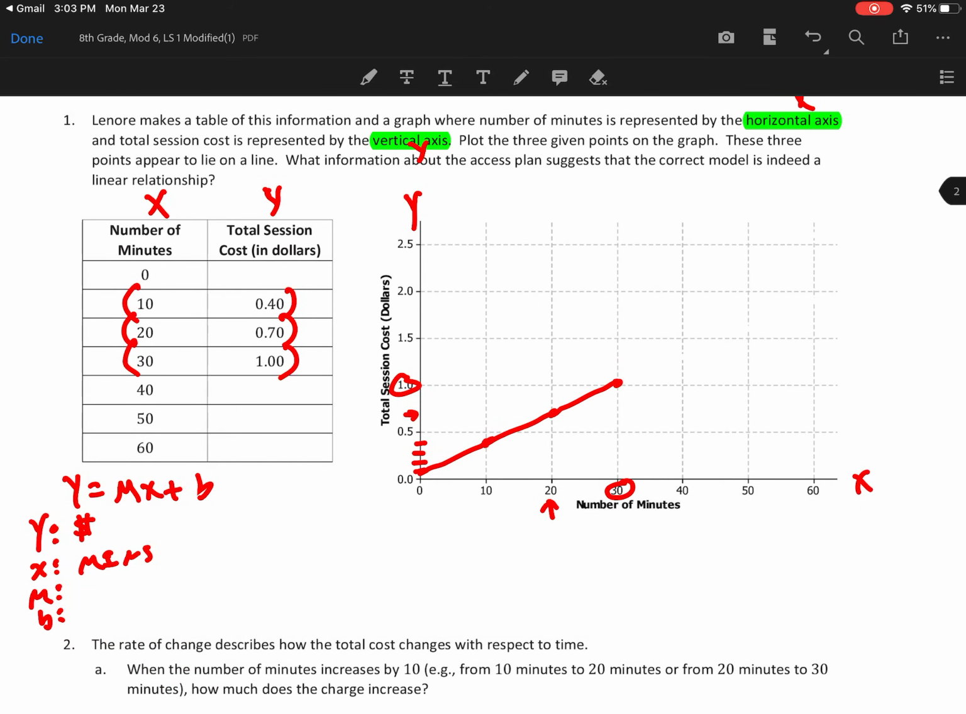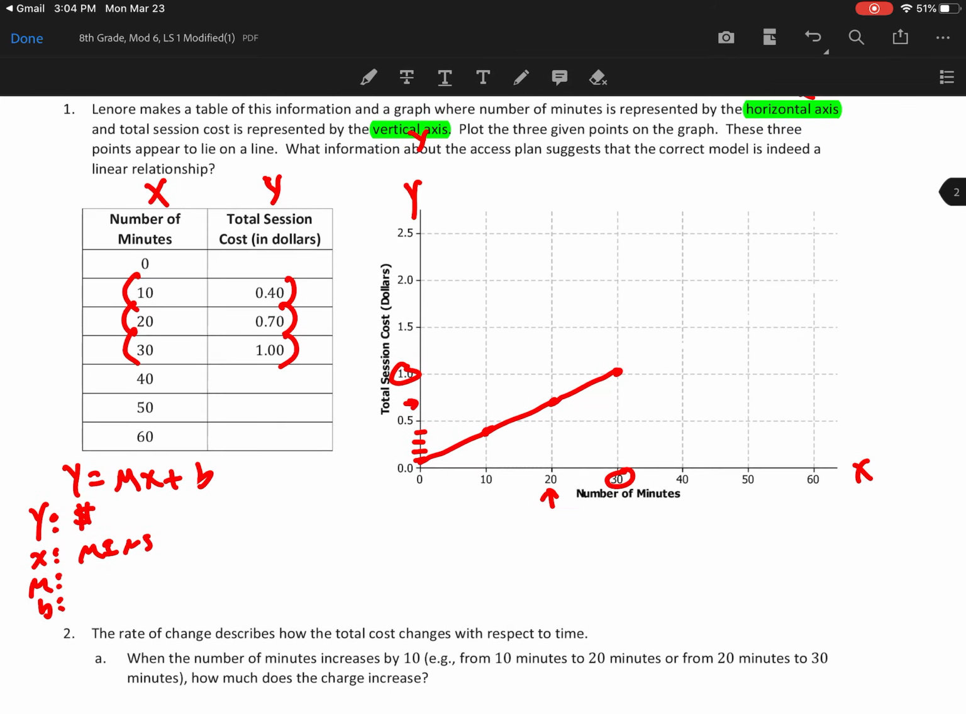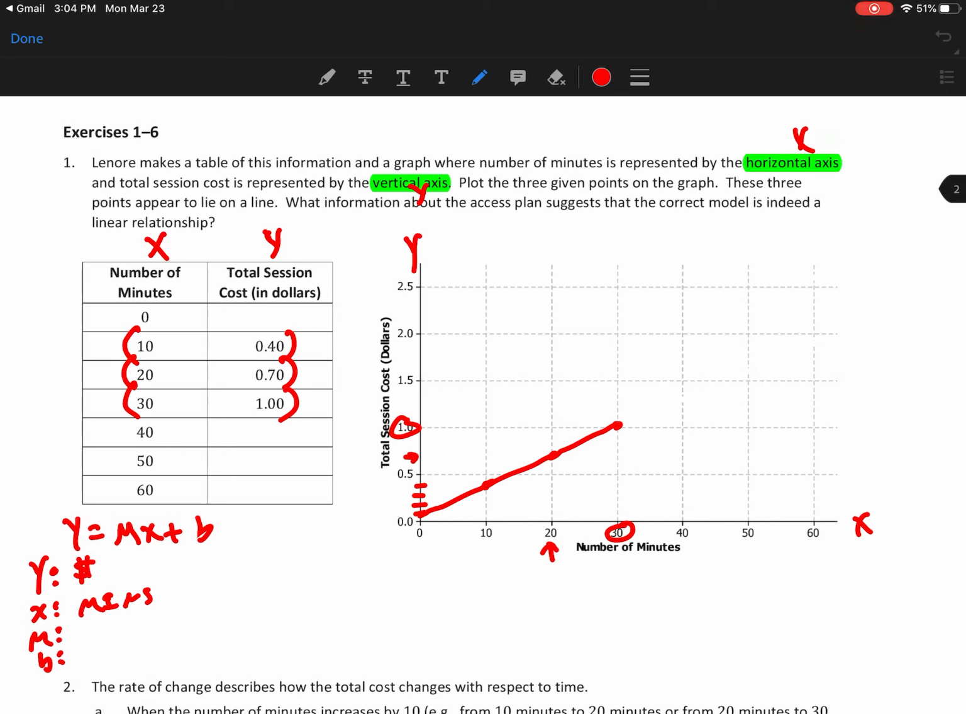All right? And if we look at number 2, the rate of change describes how the total cost changes with respect to time. A, when the number of minutes increases by 10, for example from 10 to 20 or from 20 to 30, how much does the charge increase? Let's go to our table, and we're looking at when we go from here to there and there to there, that is plus 10. Now, what is the difference of 70 and 40? How much has it increased? Well, 70 cents minus 40 cents is 30 cents. So it's plus 30 cents, and 70 cents plus 30 cents is $1.